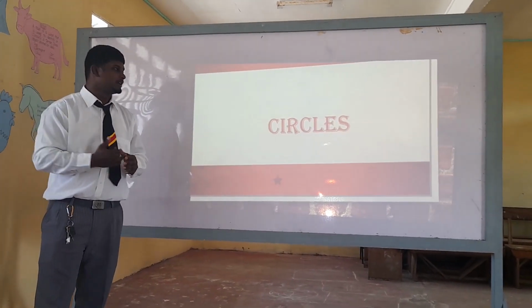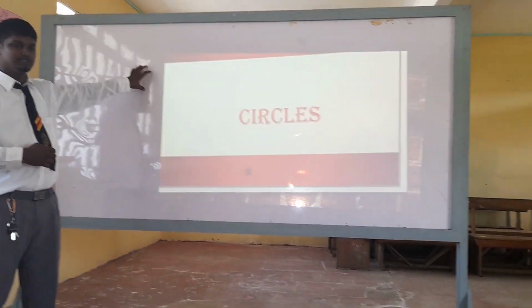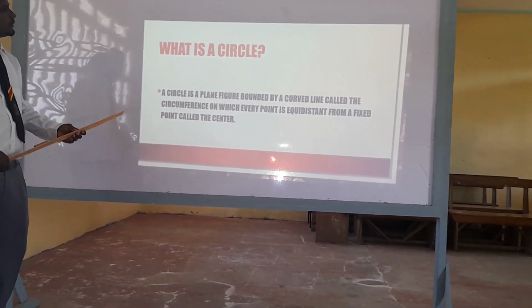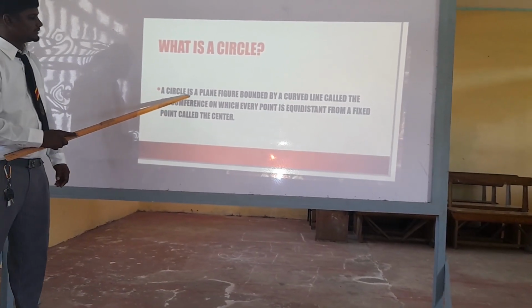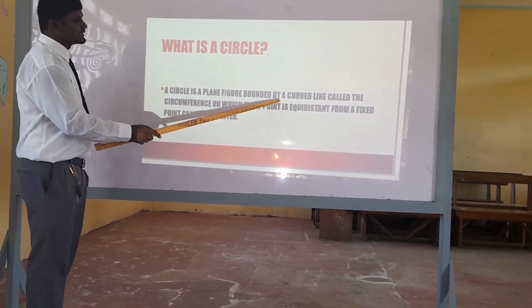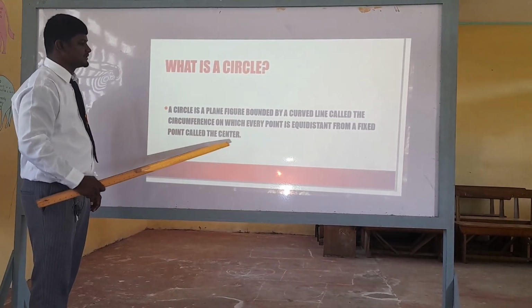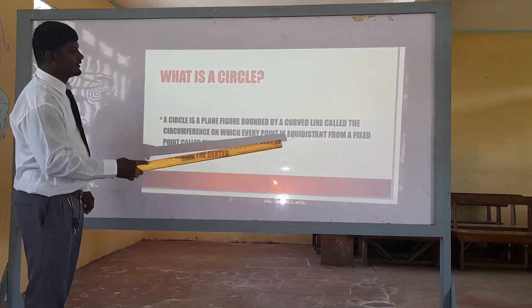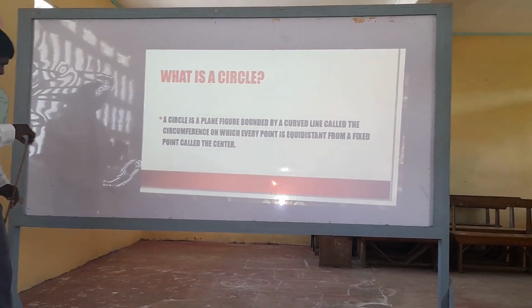Alright? Now let's have a look at the definition of a circle now. On the board, on the PowerPoint here, we have what is a circle, right? A circle is a plane figure bounded by the curved line called a circumference on which every point is equidistant from a fixed point or the center, right?